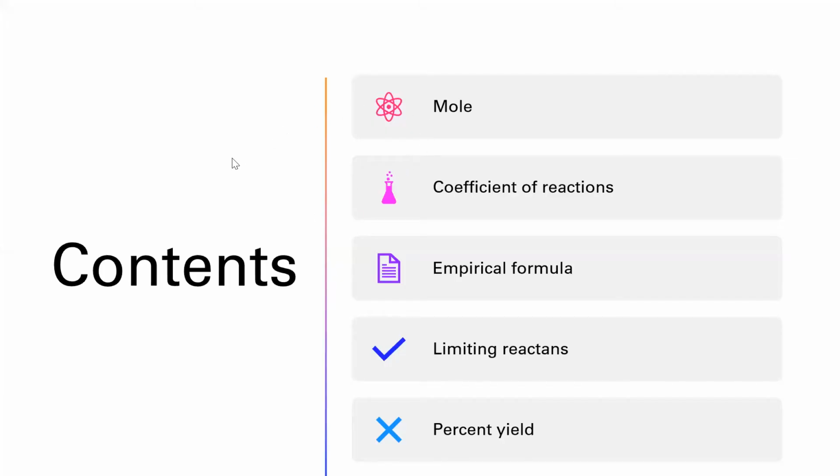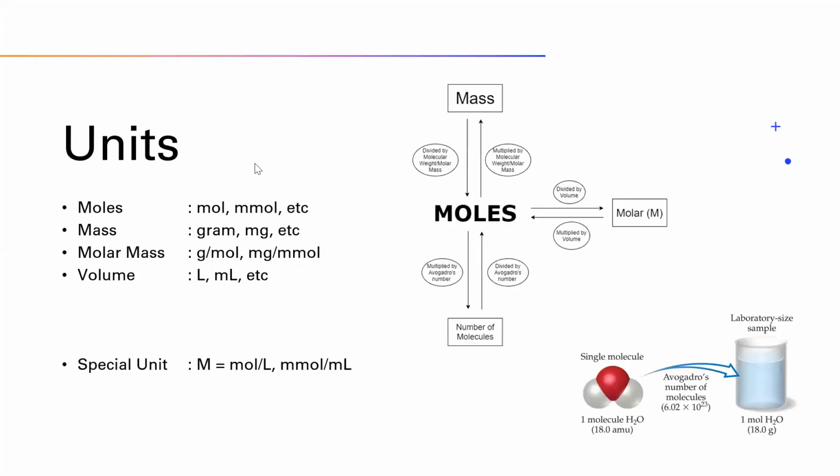Dear students, today we will learn about stoichiometry, and this is the contents. We will learn about mole, coefficient of reaction, empirical formula, limiting reactants, and also percent yield. First, we will learn about mole.